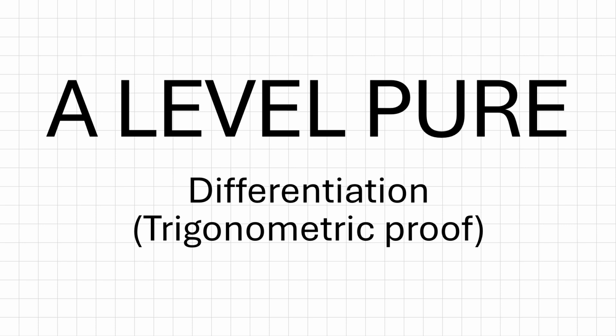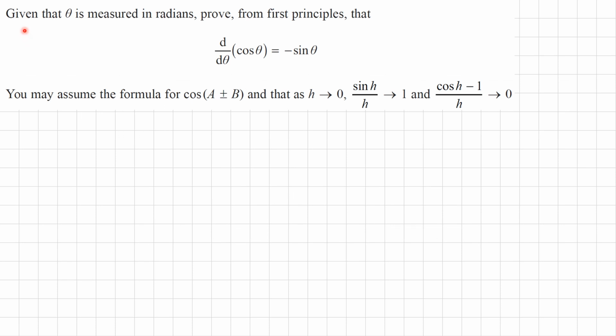This is an A-level pure question on differentiation and it's a trigonometric proof. Given that theta is measured in radians, prove from first principles that d by d theta of cos theta is equal to negative sine theta. You may assume the formula for cos(A plus or minus B), and that as h tends to 0, sine h over h tends to 1, and cos h minus 1 all over h tends to 0.